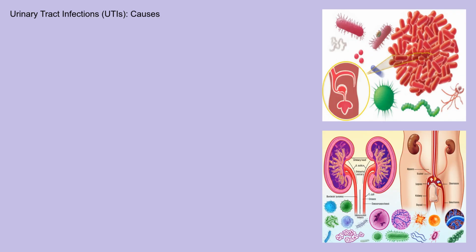UTIs are primarily caused by bacteria entering the urinary tract. The most common culprit is Escherichia coli, often referred to as E. coli, which normally lives in the intestines. These bacteria can travel from the anus to the urethra, the tube that carries urine out of the body.